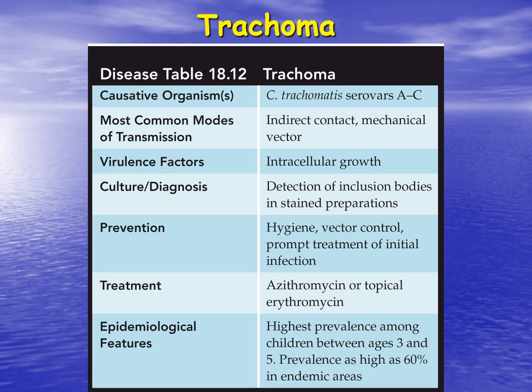So trachomas are caused by Chlamydia trachomatis. It's usually indirect contact or a mechanical vector that will cause these. Azithromycin or topical erythromycin are primarily the two drugs that we use to treat it. Prevalence is as high as 60% in those areas, especially tropical regions where this is endemic.